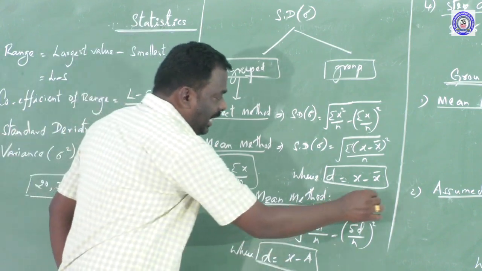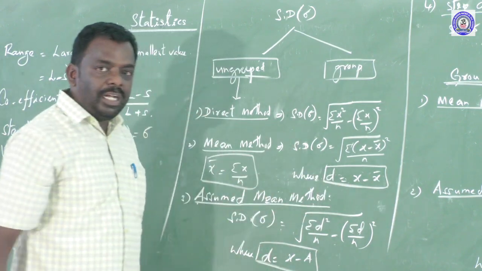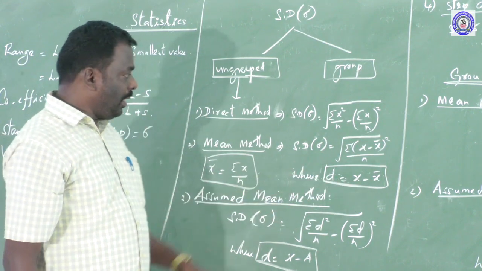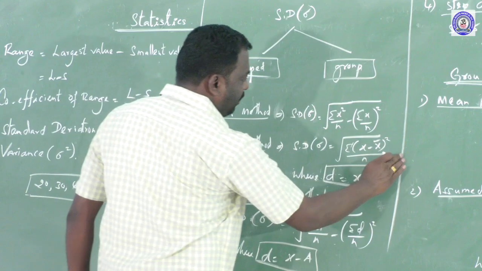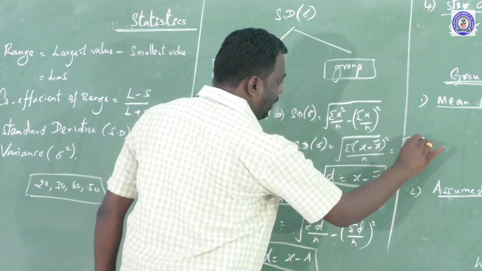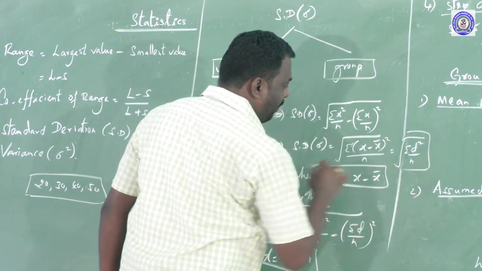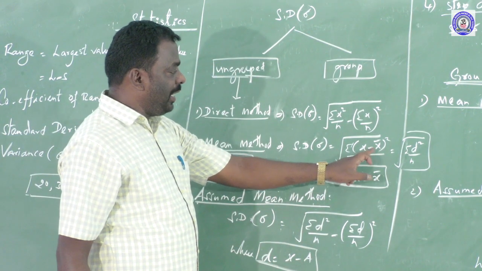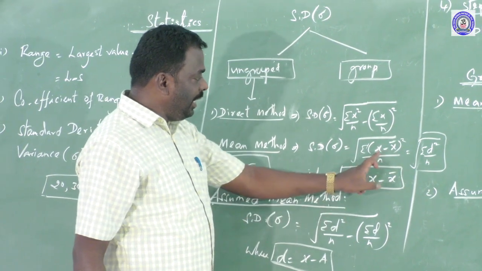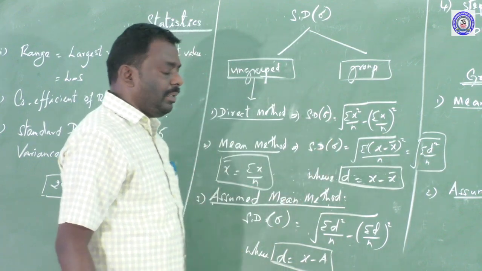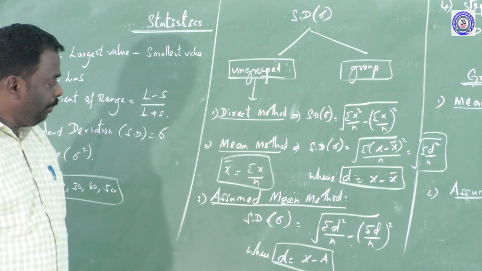Here d is called the deviation, defined by x minus x bar. So in this equation, sigma is equal to the square root of summation d square by n. Another formula: the standard deviation by the mean method, where x minus x bar is defined by d, so instead of (x minus x bar) we can write summation d square by n. This is applying the mean method.